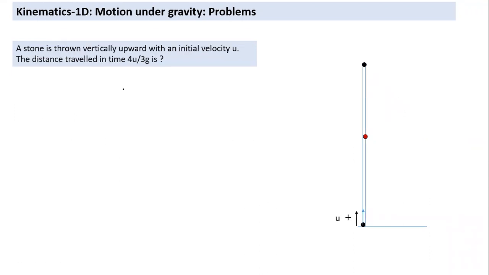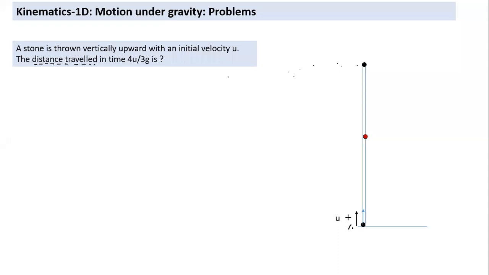Next, a stone is thrown vertically upward with initial velocity u. The distance traveled, first thing we need to notice here, is not asking for displacement. We need to understand the difference between displacement and distance traveled, in time 4u by 3g. If you recall, initially also I have given special attention to this point: these two are equal until it keeps moving to the top point. So does this time correspond to more than time of ascent or less than time of ascent? Time of ascent is the time to reach the highest point.